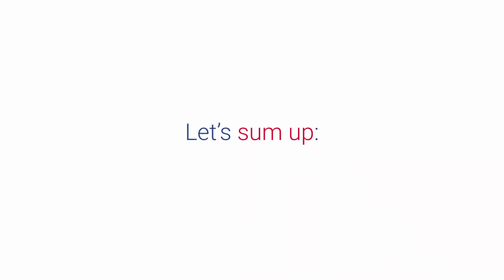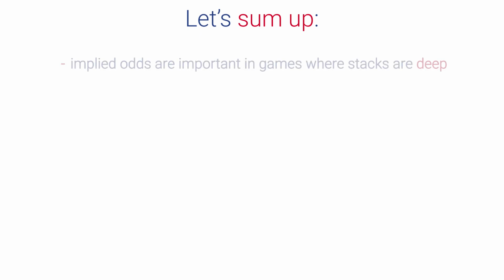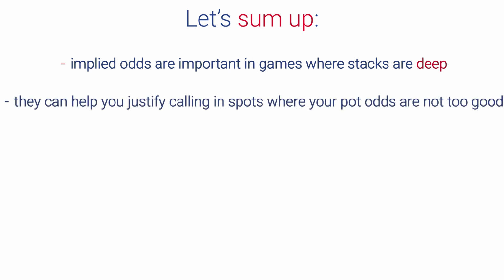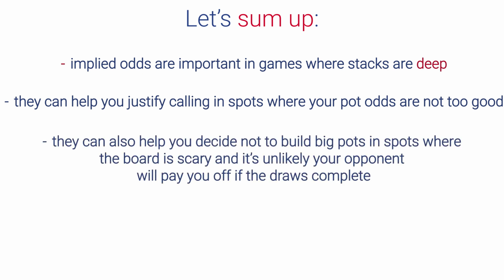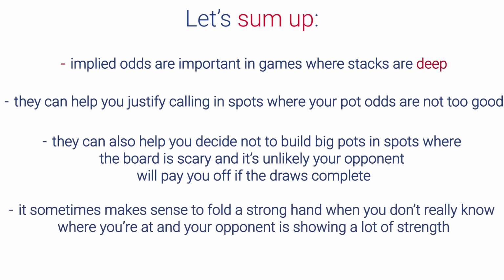Okay, great. Let's sum up what you've learned. Implied odds are important in games where stacks are deep. They can help you justify calling in spots where your pot odds are not too good. They can also help you decide not to build big pots in spots where the board is scary and it's unlikely your opponent will pay you off if the draw is complete. Reverse implied odds describe how much you could expect to lose on later streets and help you avoid playing big pots with mediocre hands. It sometimes makes sense to fold a strong hand when you don't really know where you're at and your opponent is showing a lot of strength.